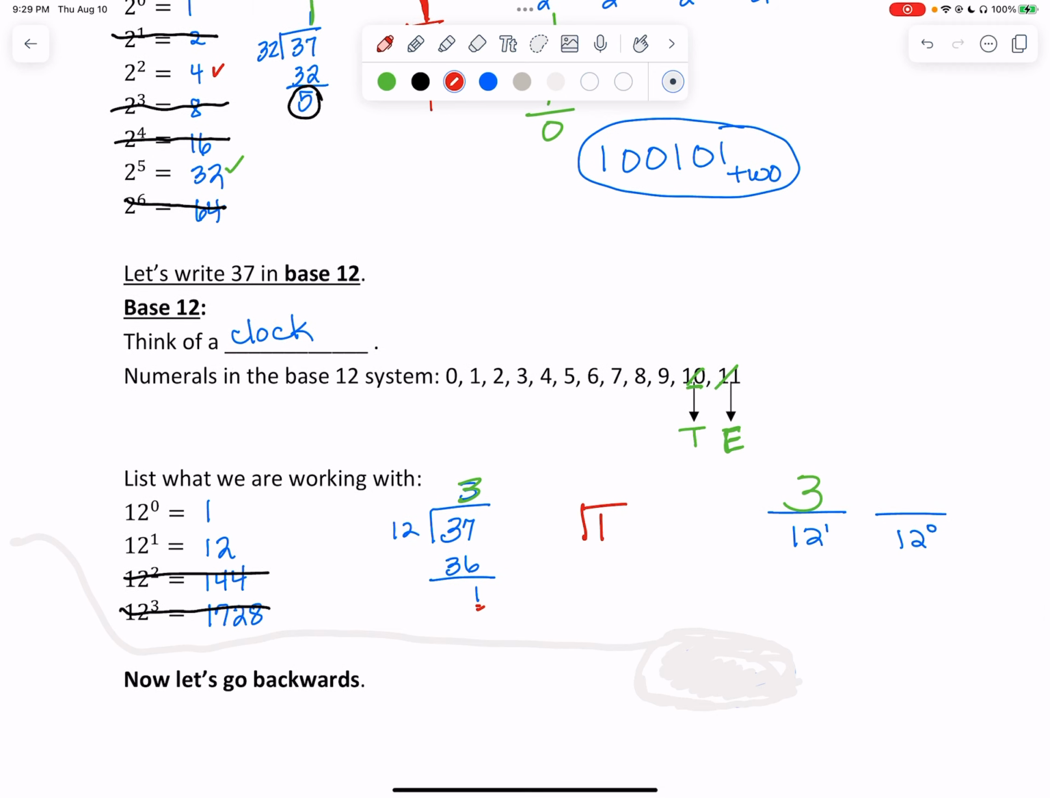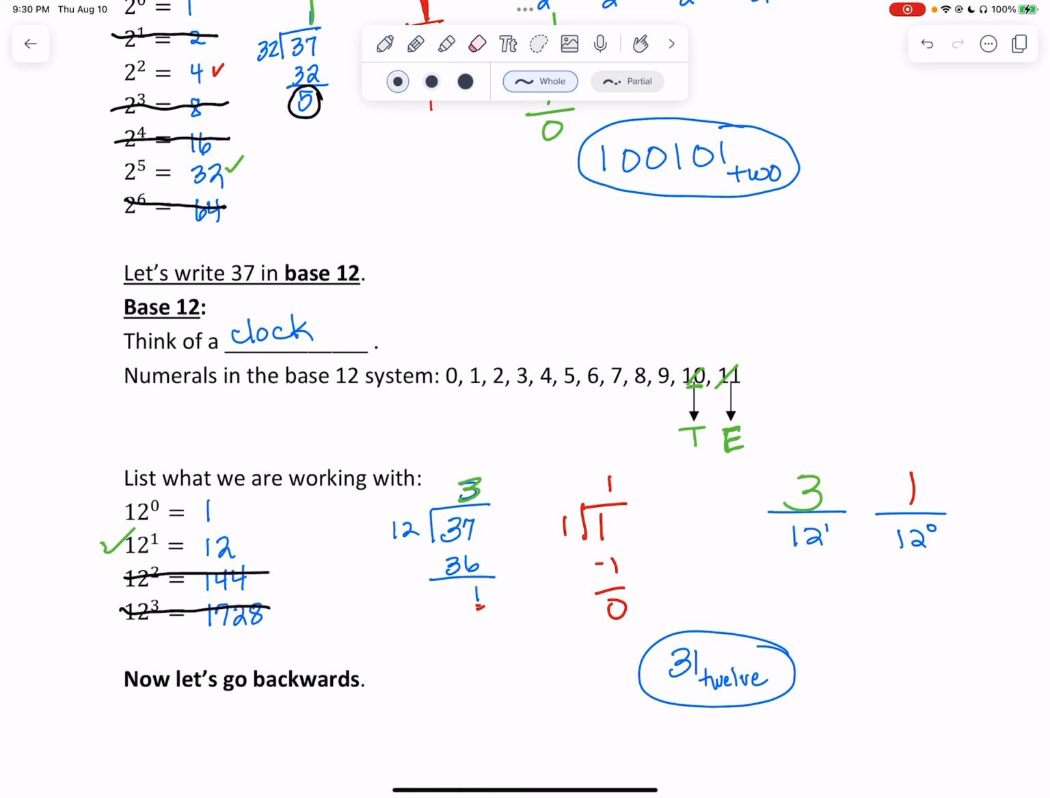So we're going to write it here. Oh, and usually I check it off when I'm done. I forgot to do this. Finish that one. Anyway, so, oh, look, 1 will go into 1. 1 goes into 1 time. So I got a 1 there. So I have 1 unit. So my answer, 37, is written as 31 base 12.